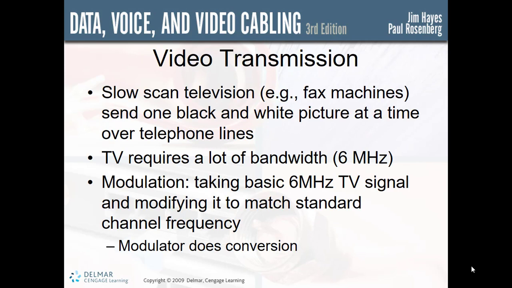Now, probably the easiest way to explain basic video or TV technology is to use the fax machine as an example. Fax machines could be called slow scan television. They send one picture frame at a time in black and white over telephone lines. We're all familiar with the process. The machine scans one line at a time, interprets that area as black or white space, translates the information into electronic pulses, and then transfers the information to a receiver.